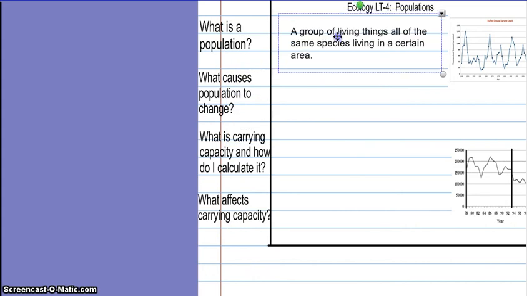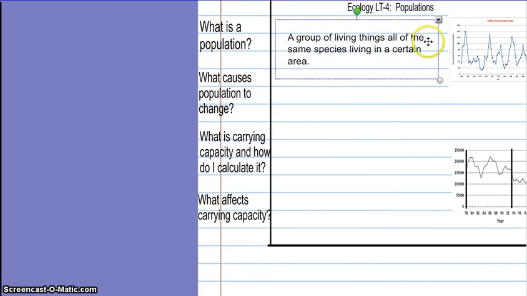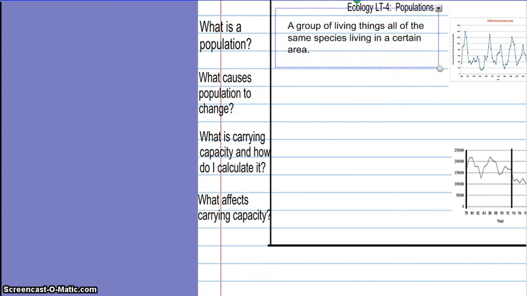Right now you know what a population is, so you should have written in here the definition of a population. And we're going to answer next what causes a population to change. You'll write that information in here, maybe draw some arrows to the graph. Then you'll describe what the carrying capacity is, maybe draw some lines on the graph, and finally what affects carrying capacity.